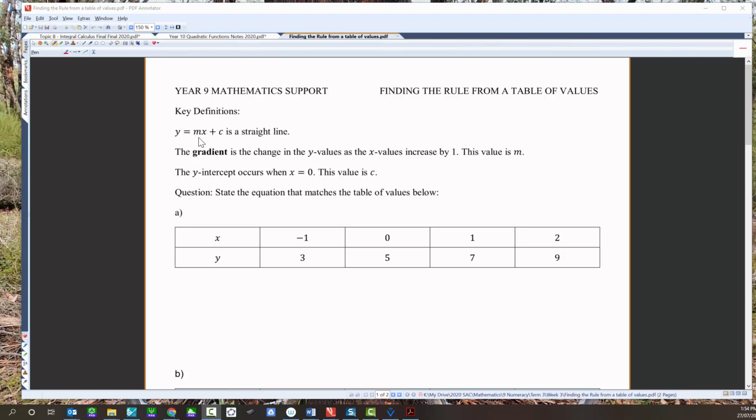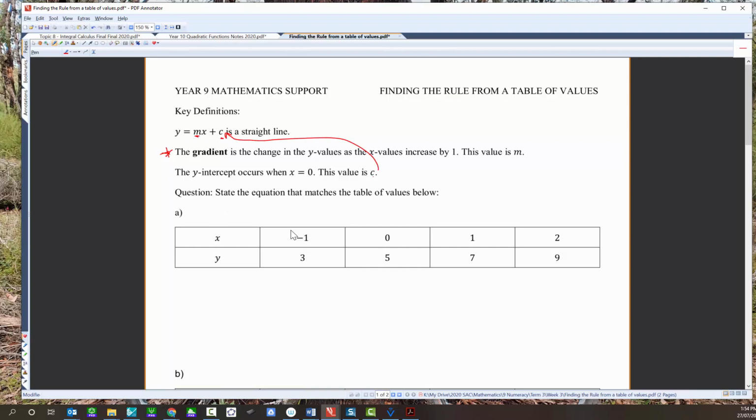Now recall the different parts of this. That thing there is something very important, and that thing there is something very important. So the gradient is the change in the y values as the x values increase by 1, and that's the value of m. So once I've found that out, I can simply replace m with the gradient. And then the y-intercept occurs when x is equal to 0, and this is the value of c. Note that that can go straight into there once I find it.